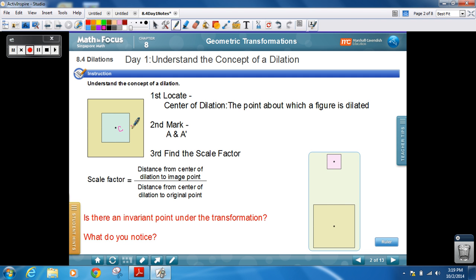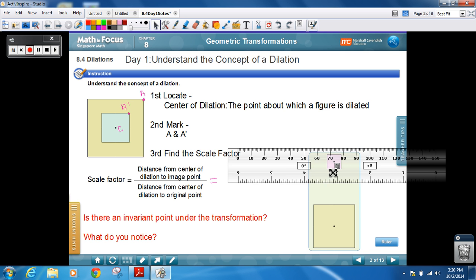Once you do that, in order to find the scale factor of a dilation, you have to mark two of the corresponding parts in both the image and the original. So if I pick this corner of the original as A, I have to pick the corresponding part of that in the image, so that would be this corner here, and that would be called A prime. Our third step then to find the scale factor is to set up the ratio. We go from the distance from the center of the dilation to the image point, over the distance from the center of the dilation to the original point.